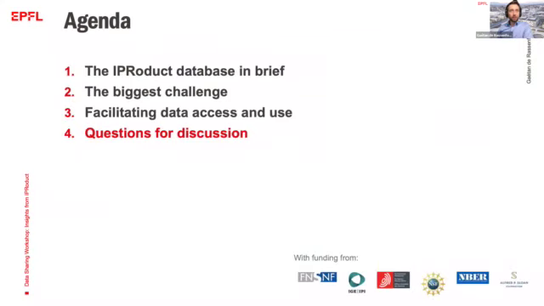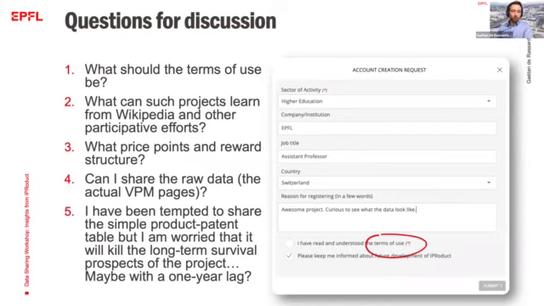So I think the time is off. I want to just leave a couple of questions on the table. The terms of use for using the data, what should they be? Can we learn from other participative efforts like Wikipedia? What price point and reward structure? I've seen all of your comments, I will go to them.